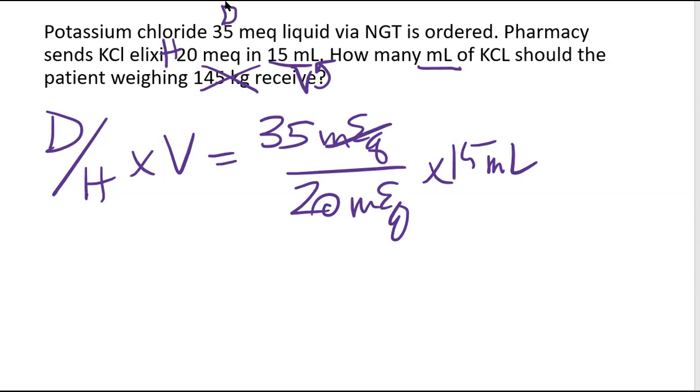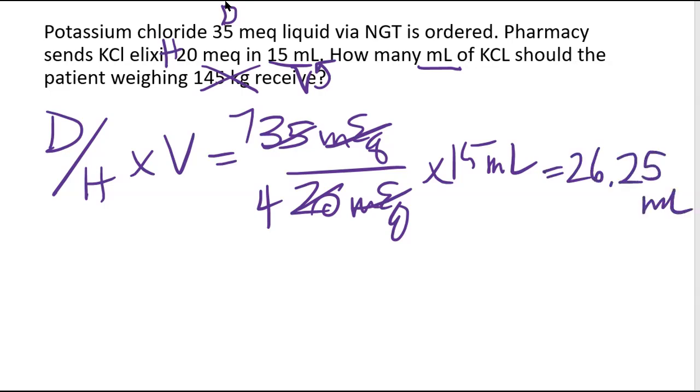Okay, so we cross that out, and then we have, see, that's 7 times 5, and that's 4 times 5. So we can go 7 and 4, and then 7 times 15 divided by 4. That's one way to simplify your math. So we have 7 times 15 divided by 4, which is 26.25 mLs. So let's look at this again.